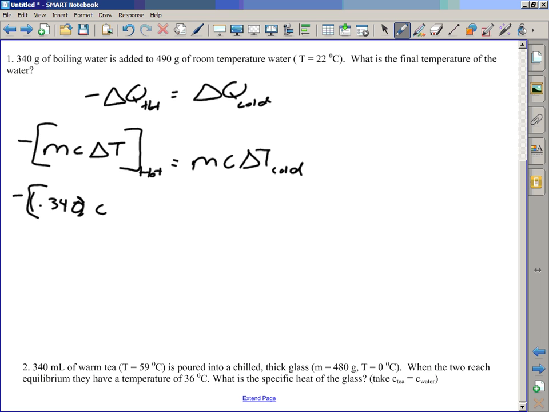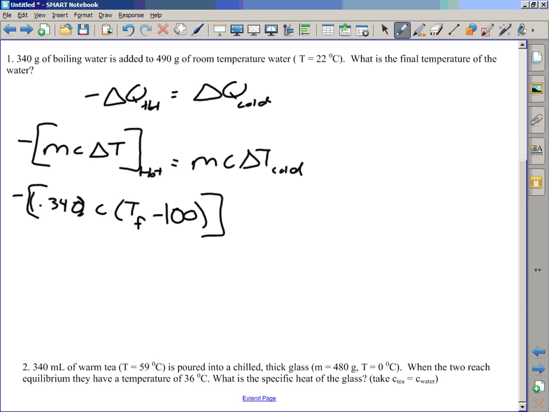C times now delta T. T final, the final temperature. That's what I'm looking for, right? T final minus T initial. What's boiling in terms of Celsius? 100 degrees, right? So minus 100. This part's going to come out negative, because it's losing energy so the temperature goes down. And this negative out here is going to make it all right.